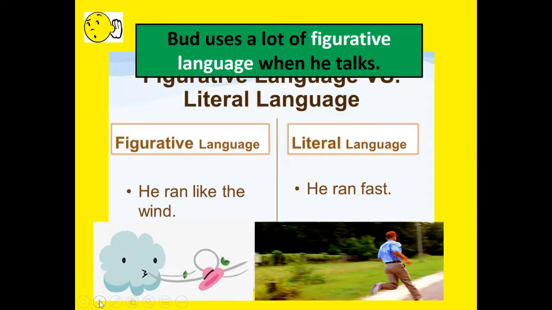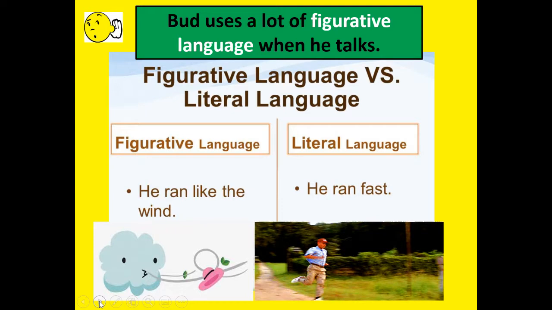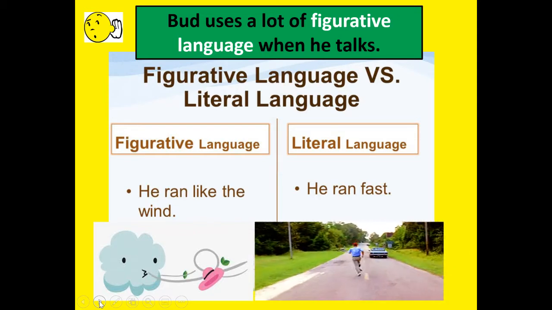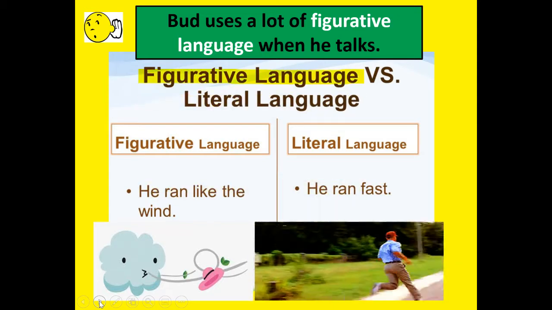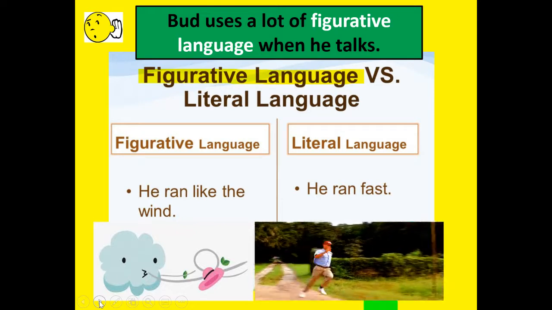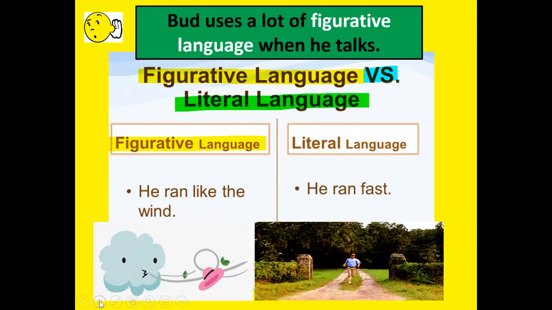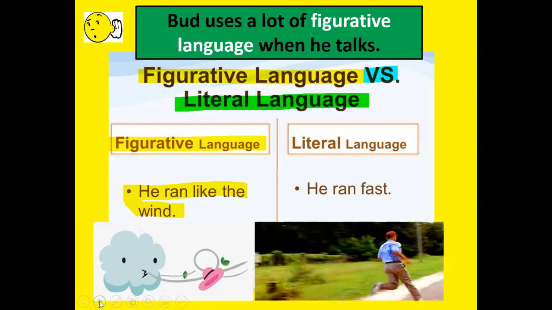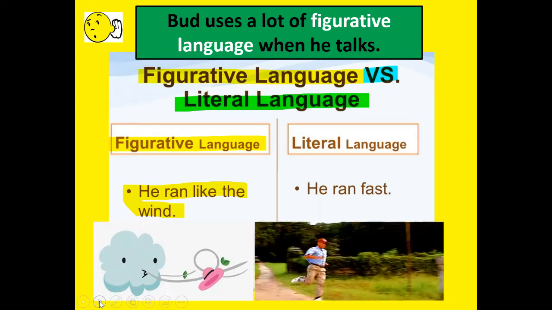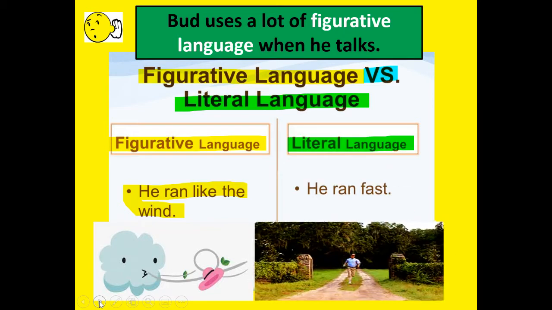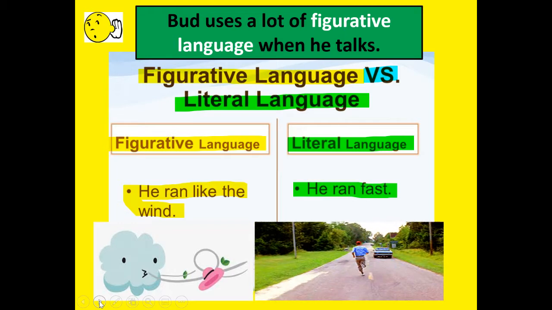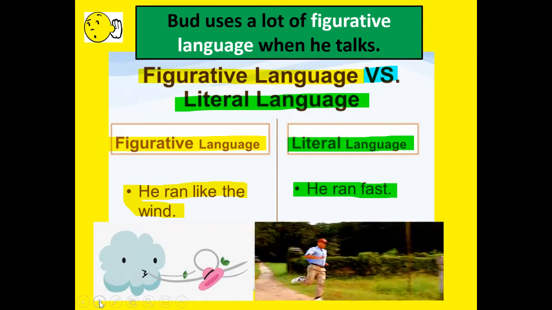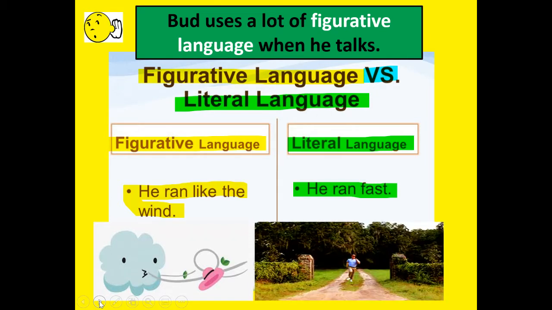All right. Just when you see this little guy with his hand up to his ear, that means you don't need to write anything, just listen. And Bud uses a lot of figurative language when he talks. So what is figurative language? So we're going to look at figurative language versus literal language. Well, here's an example of figurative language. He ran like the wind. So they're comparing how this man is running to the wind. Literal language would mean he ran fast. So which sounds better? He ran like the wind or he ran fast? Well, I like the figurative language because it gives you a better picture.